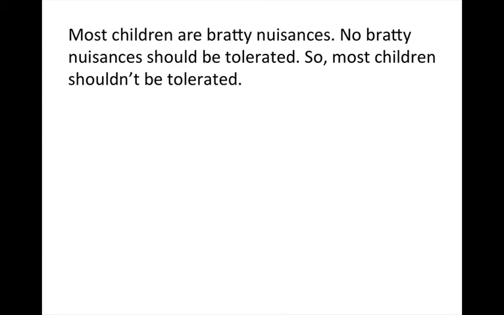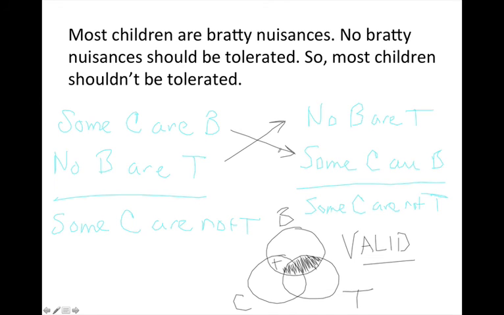Most children are bratty nuisances. No bratty nuisances should be tolerated. So most children shouldn't be tolerated. Go ahead and work this on your own and then come back and take a look at what I've done. So in this case, I reorganized the argument in such a way that I eliminated the words for the subject and predicate classes of each sentence, and I ended up with some C are B, no B are T, so some C are not T. And then I put the argument in standard form and then tested it by way of the Venns.